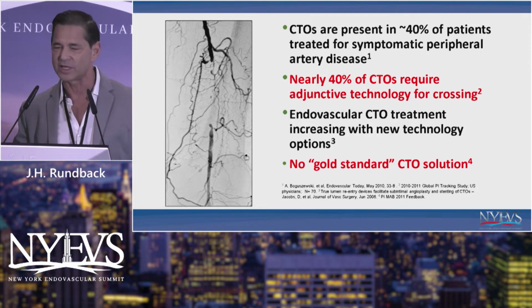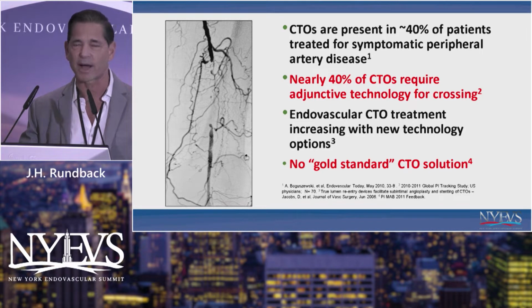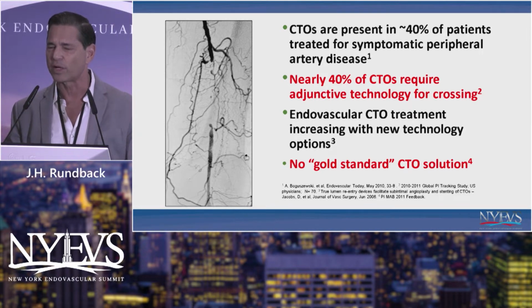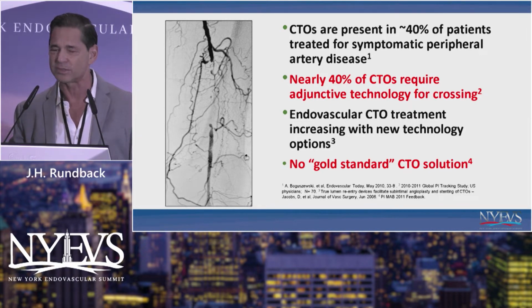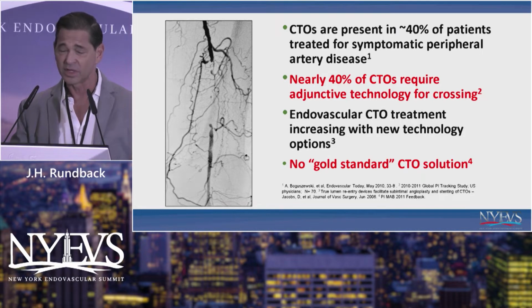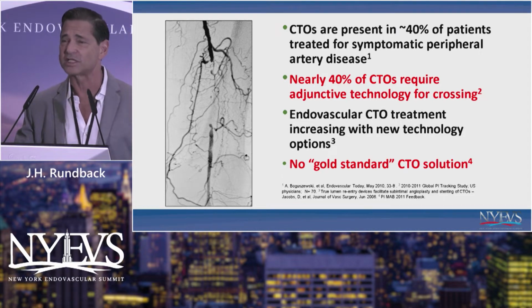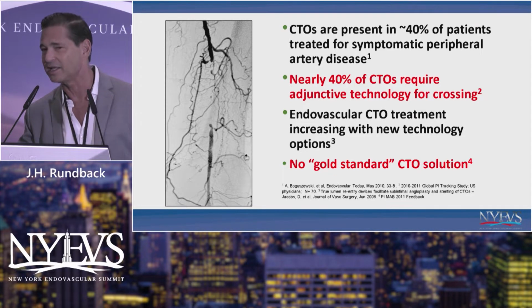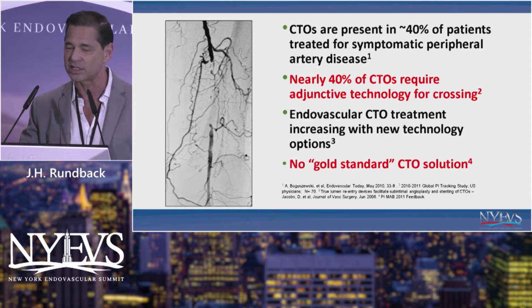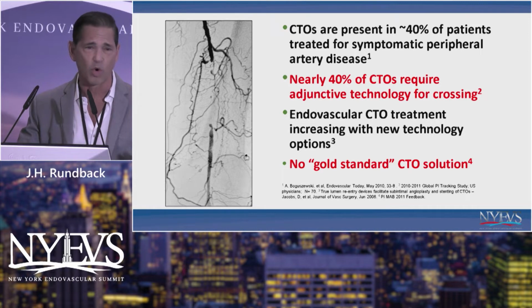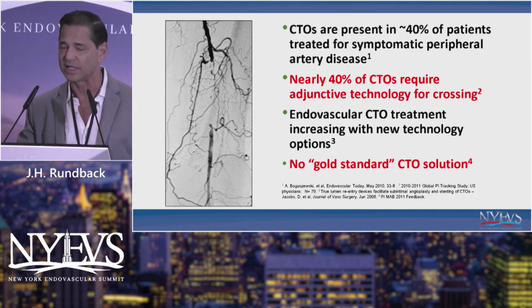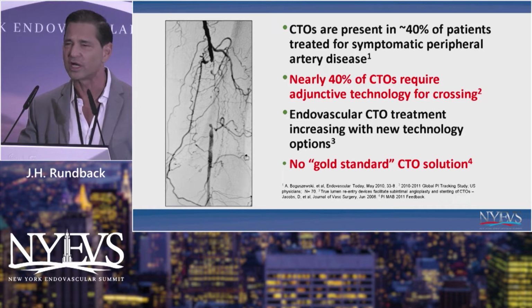I'm sure you encounter these every day, and you find CTOs in the femoral popliteal distribution in approximately 40% of cases of patients who are symptomatic with this disease. And they're not easy to cross. It's not uncommon to require some sort of adjunctive technology, or I should add technique, strategy to cross these things. And as we do more complex lesions increasingly, we have a greater need for some of these new technologies and strategies. And I will say there's no gold standard.